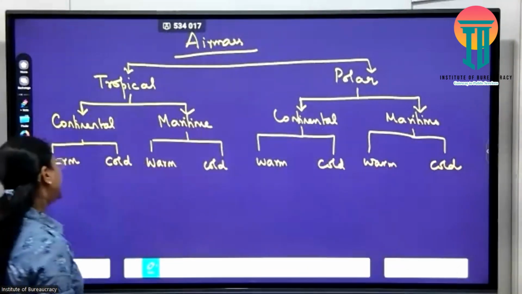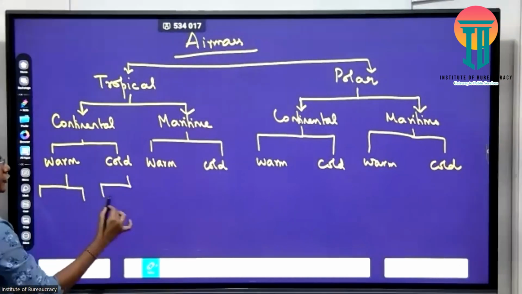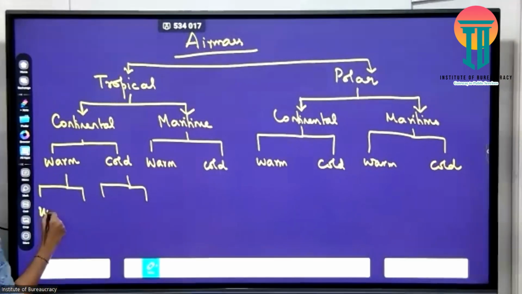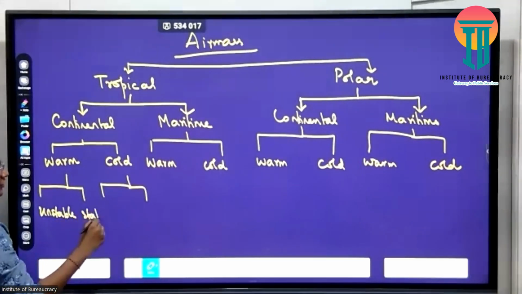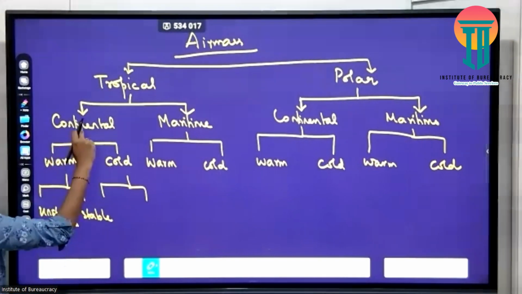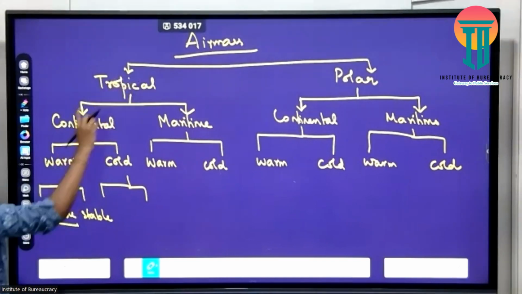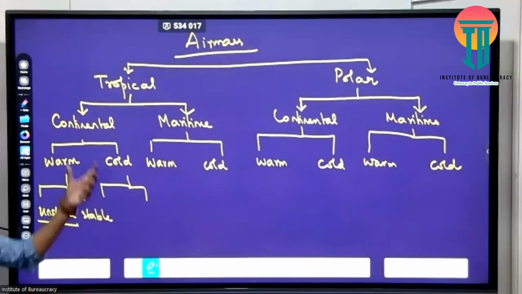And lastly, the warm air mass and cold air mass are further subdivided into two based on their stable and unstable condition. So, unstable warm continental tropical air mass, stable warm continental tropical air mass. This is the first type, second type.